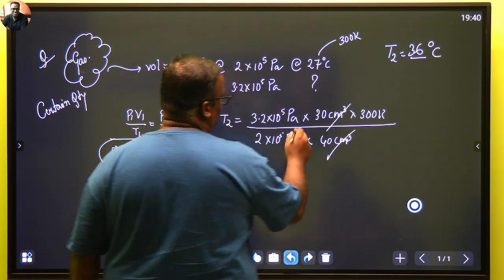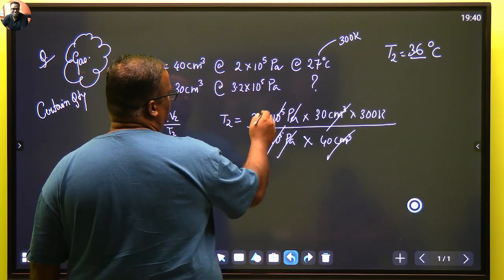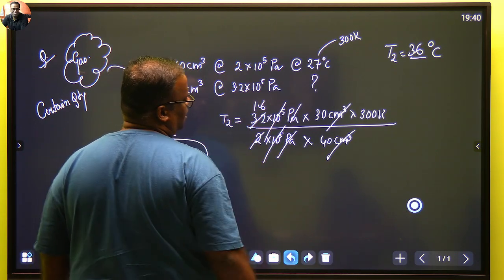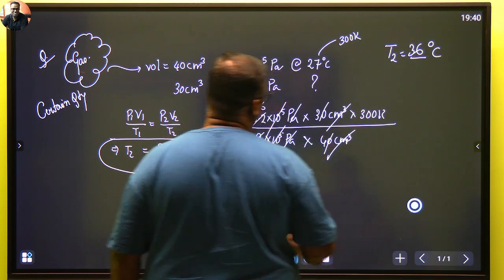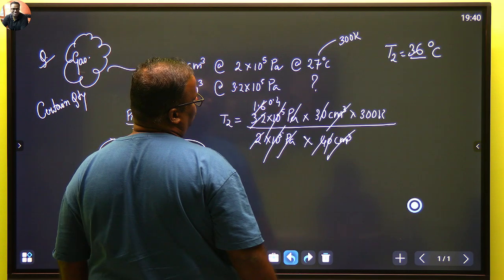Centimeter cube gone. Pascal gone. 10 to the power 5 gone. So 2 multiplied by this is 1.6. And then 0 and 0 gone. And 4 fours are 16. So 0.4 gives you 1.6.